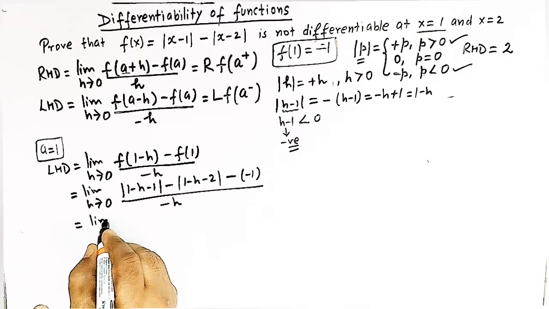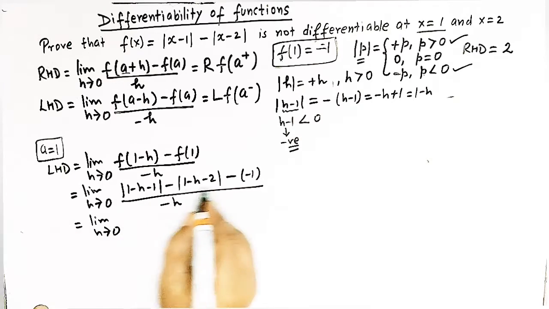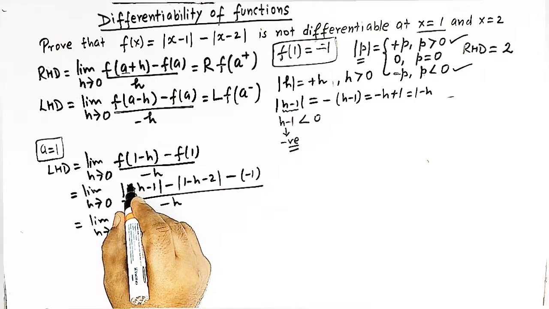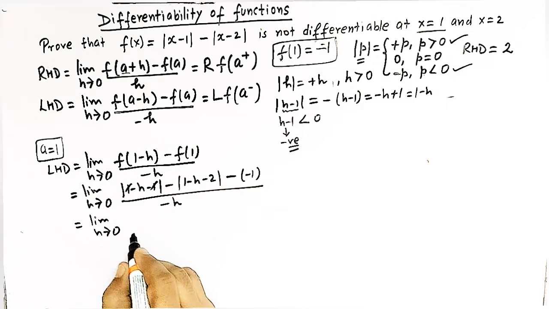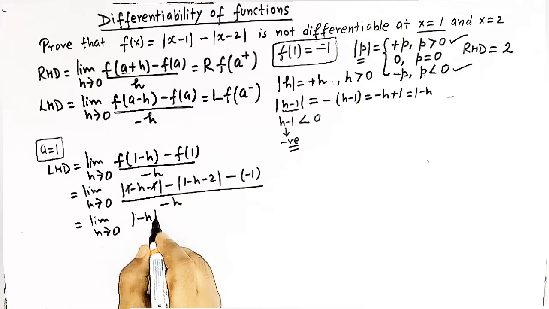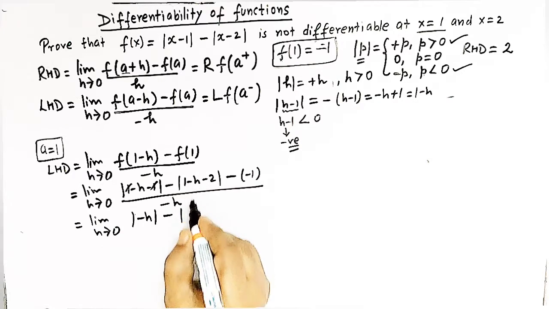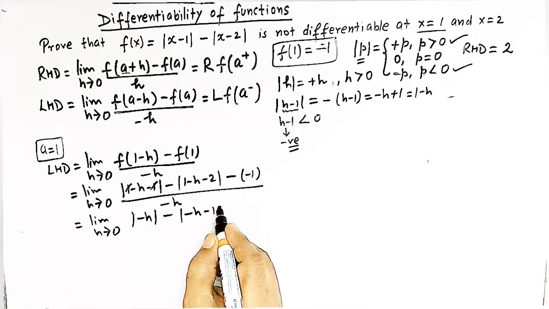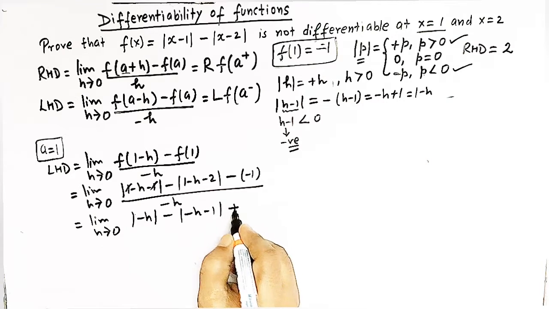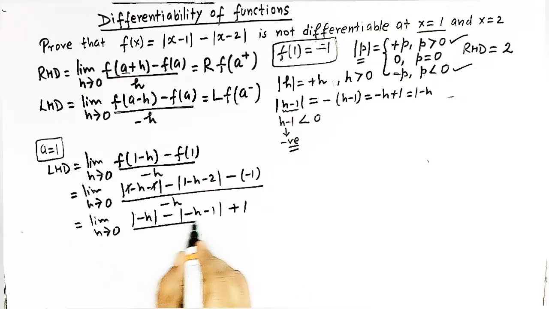So let us simplify this expression. Here 1 and minus 1 get cancelled. So we have mod of minus h, and here we have mod of minus h minus 1, right? And here we have plus 1, and here we have minus h, right?